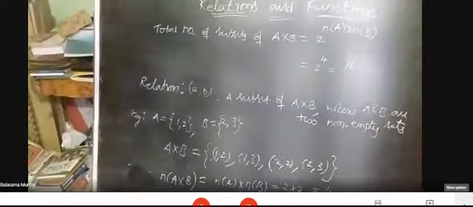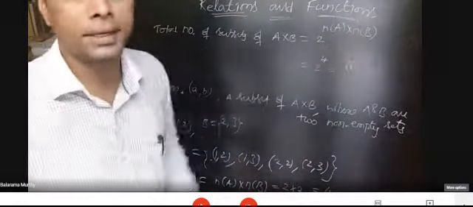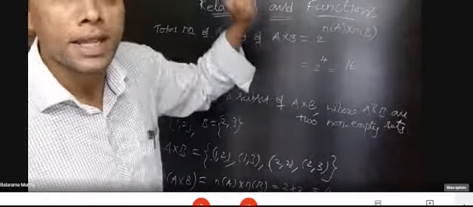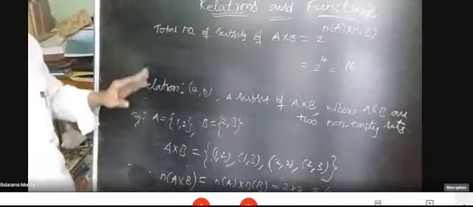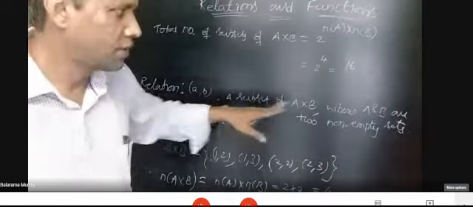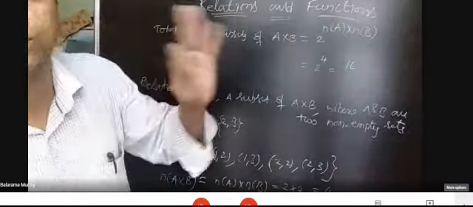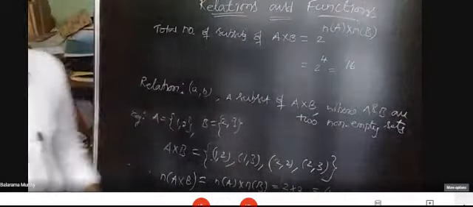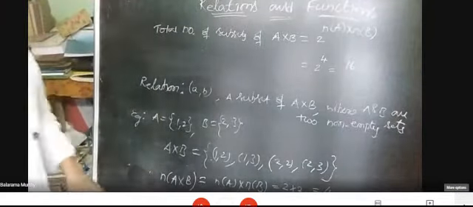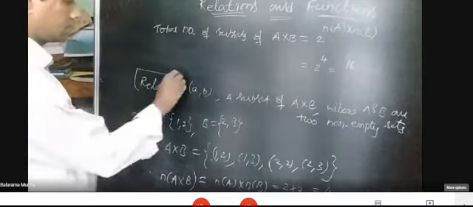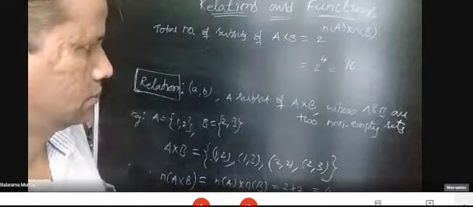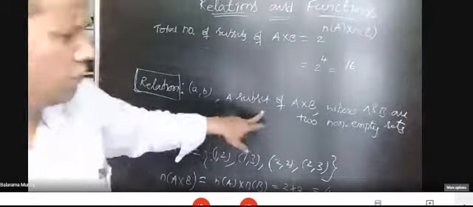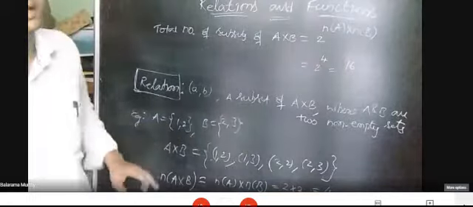So, how many subsets are possible? 2 power n of A into n of B. Any one of these subsets you can take. That is called a relation. Relation is a subset of which one? Cartesian product of 2 sets. That is relation. Clear, guys? Yes, sir. A subset of the Cartesian product of A and B.